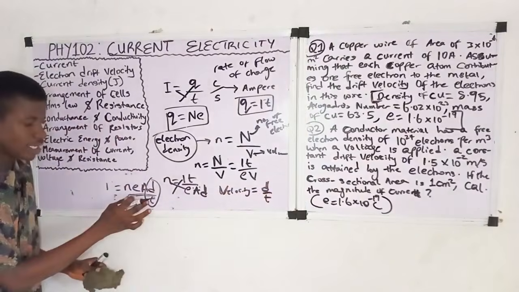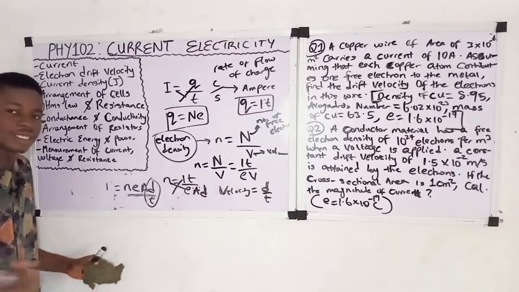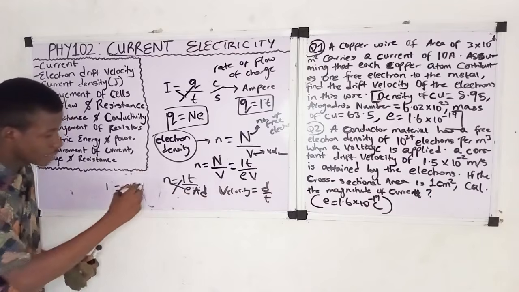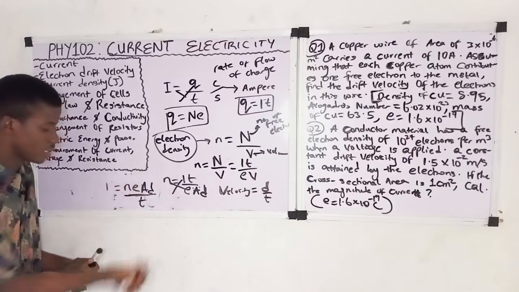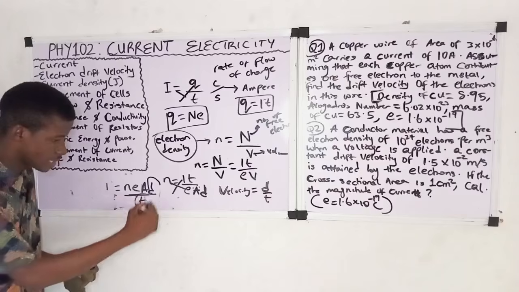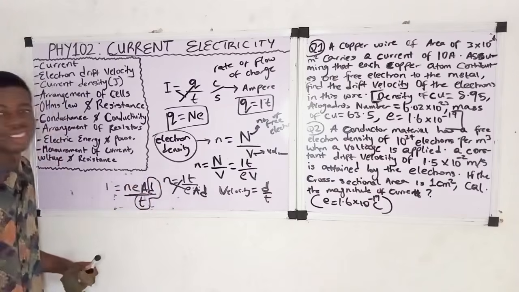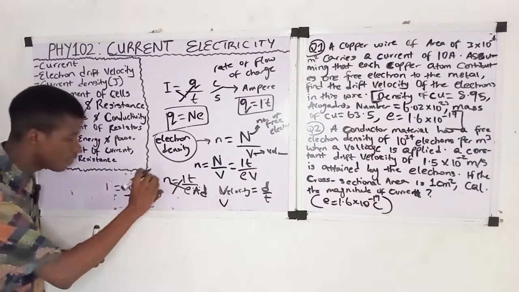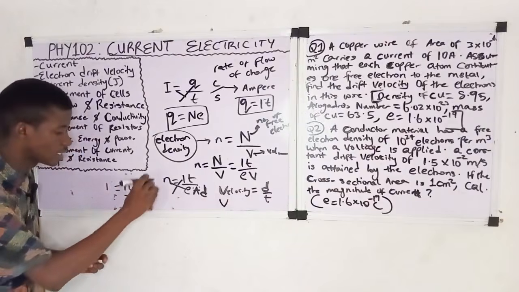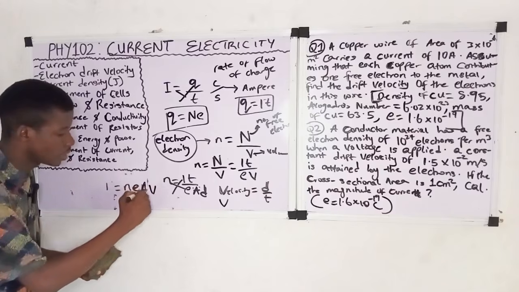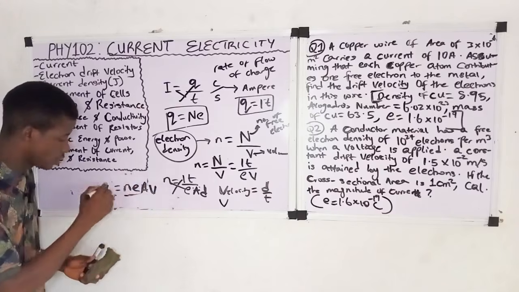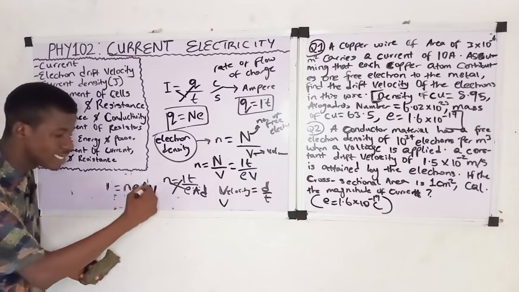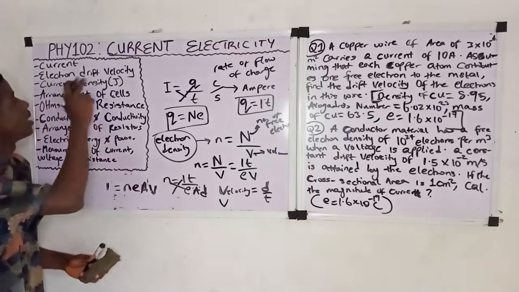But if you look at this place here, d over t will give us velocity, right? Remember, we landed something like this. So this d divided by this t will give us velocity. So in the place of d over t, we put velocity. So therefore, nEA times d over t will now be v. So therefore, current is equal to nEAv. Now, remember this velocity is our electron drift velocity.